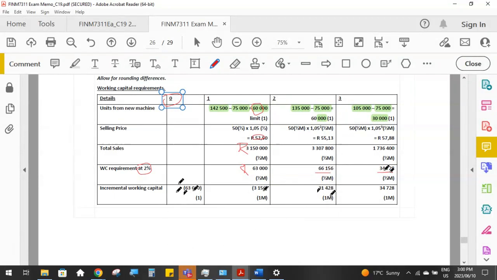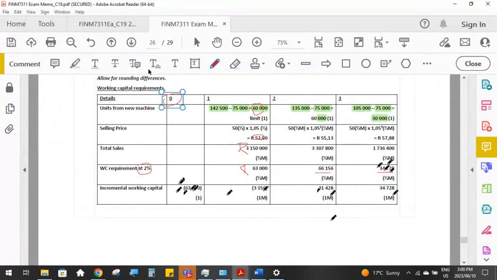So take note, at the beginning of year 1, it's cash flow out. At the beginning of year 2, it's cash flow out. At the beginning of year 3, it's cash flow in. And then at the end of year 3, it is cash flow in of the remaining balance of the working capital. So you must get those brackets, cash flow out and cash flow in, correct, so that when you plug this into your cash flow forecast, it all works out.